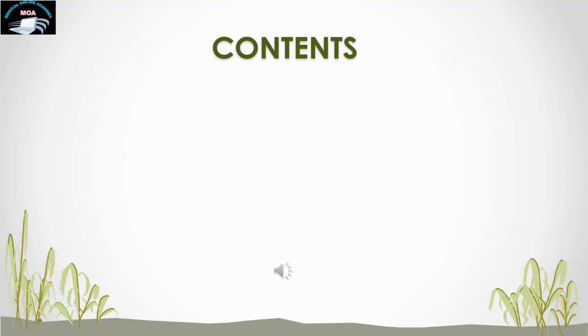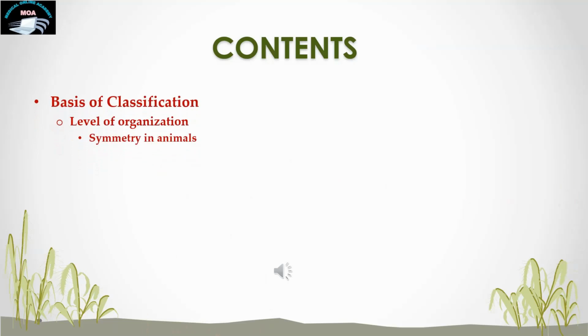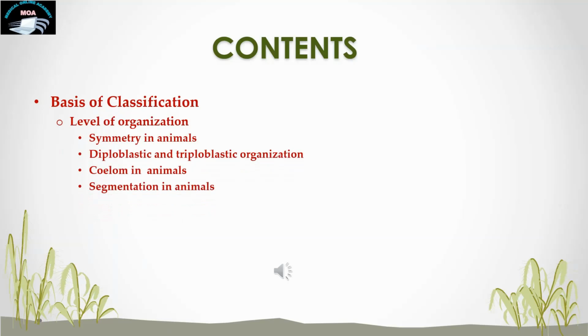In this session, we are going to study basis of classification. Under the basis of classification, I am going to explain the following points in brief. 1. Symmetry in animals. 2. Diploblastic and triploblastic organization. 3. Coelom in animals. 4. Segmentation in animals. 5. Notochord. 6. Classification of animals.